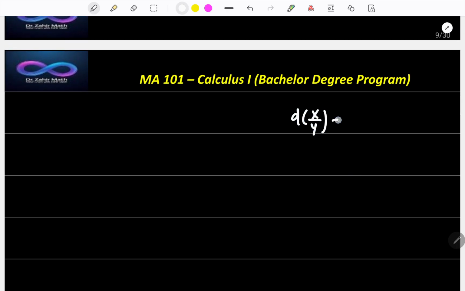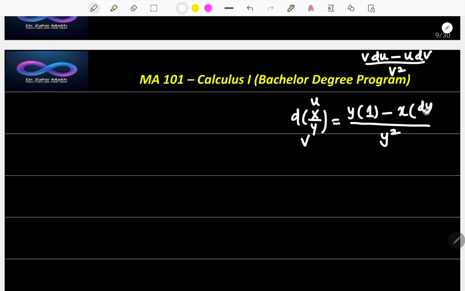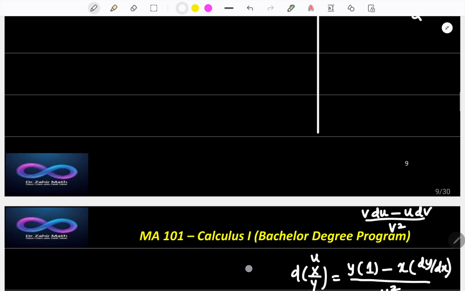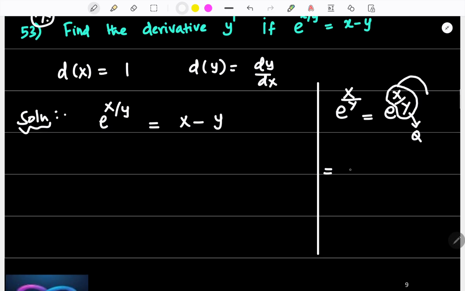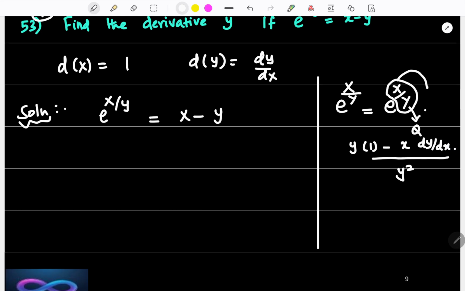Derivative of x by y. Look here. The denominator, you are going to square it, and keep the denominator, that is, this is u and this is v. So what is the rule? The rule is v square, v into derivative of u minus u into derivative of v. So what is the derivative of x? 1. And then keep x. What is the derivative of y? dy by dx. The same idea, I'm going to follow it. So again, I'm telling you, e power x by y derivative is e power x by y multiplied by, and then this you have to take. y square, keep y, derivative of x is 1. Keep x, derivative of y is dy by dx.